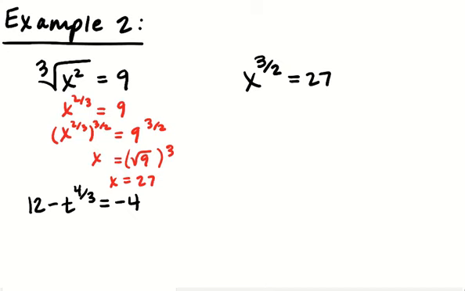Okay, x is 27. And look, did I ever really square both sides? No, if anything, I square rooted both sides because I took the 3/2 power, right? So I don't need to check the solution.